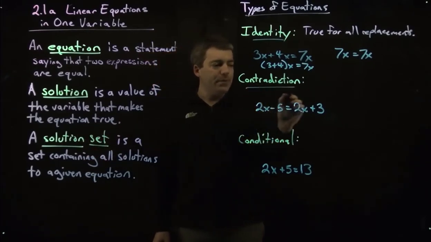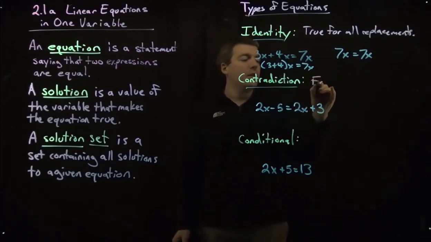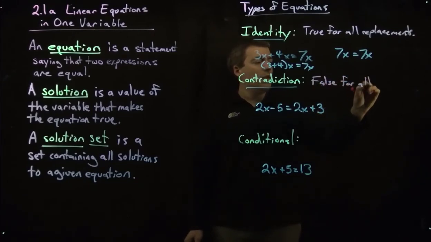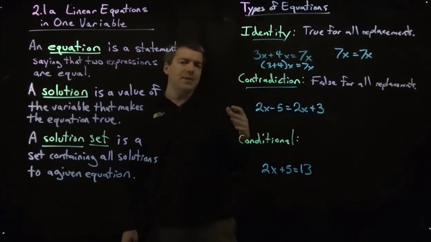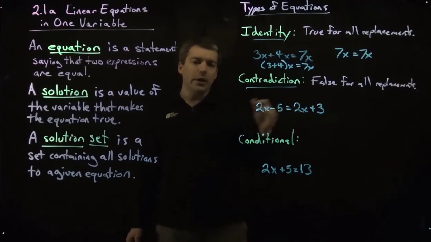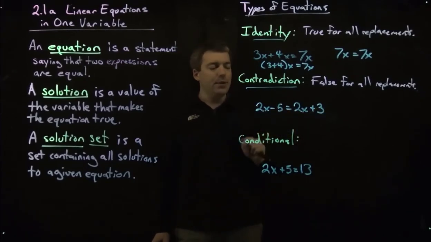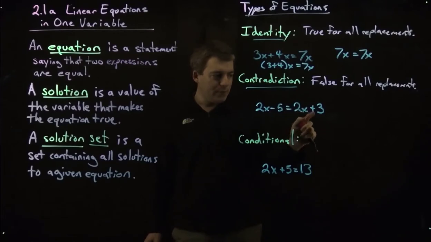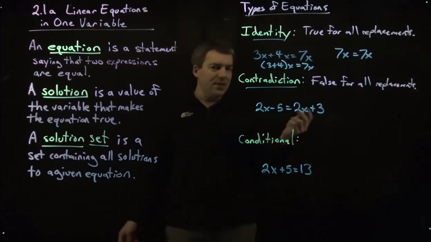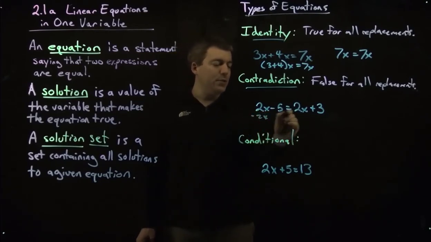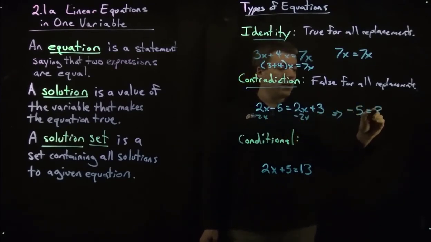Another type would be a contradiction. A contradiction is false for all replacements of the variable. In other words, there's no x value that could possibly make the equation true. And here's an example of a contradiction. So it's an equation. We've got our two expressions set equal to each other. 2x minus 5 equals 2x plus 3. Now, as we'll see later, we can add or subtract the same thing to both sides. If we subtract 2x from both sides, we will get that negative 5 equals 3.